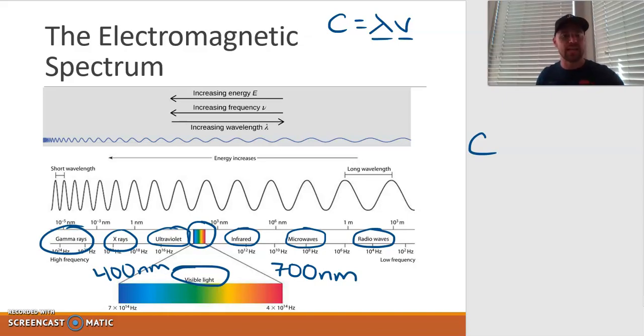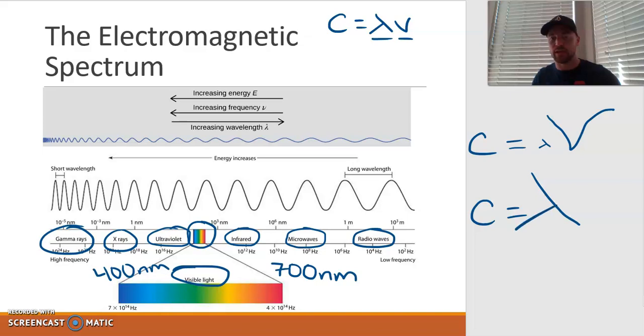You can see that the gamma rays have the shorter wavelength, and so a smaller wavelength would mean a higher frequency. On the other hand, radio waves would have a very large wavelength and thus a very small frequency, because they both have to equal the speed of light. And so we see that up here. It shows that as wavelength increases going to the right, frequency must increase going to the left.